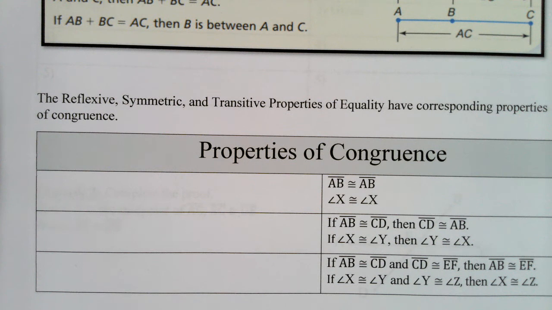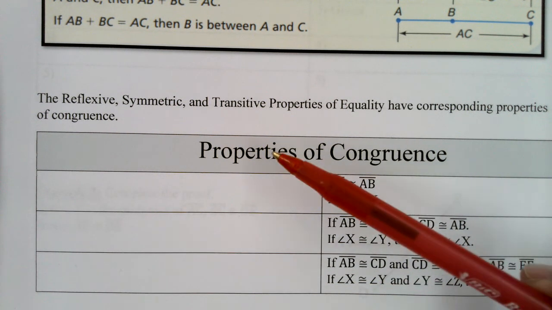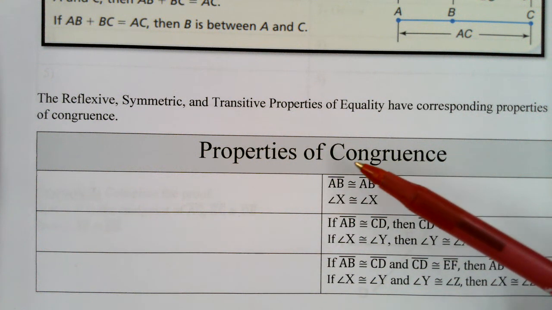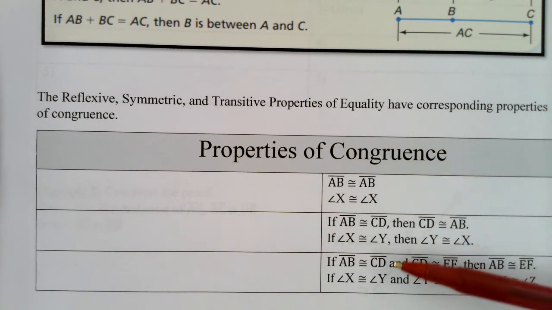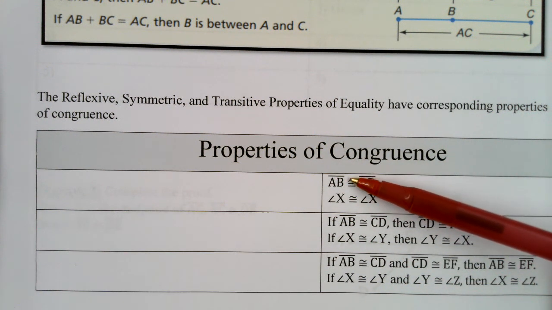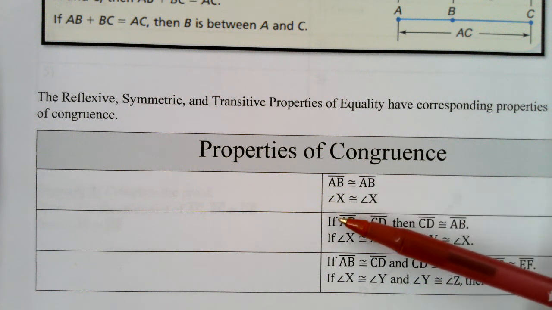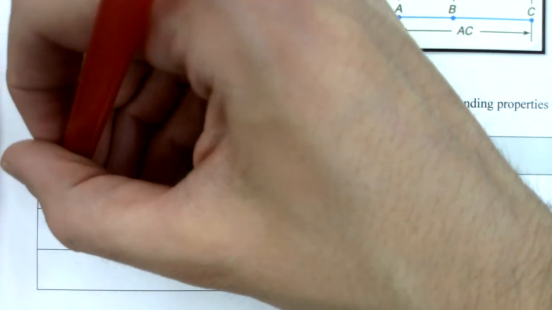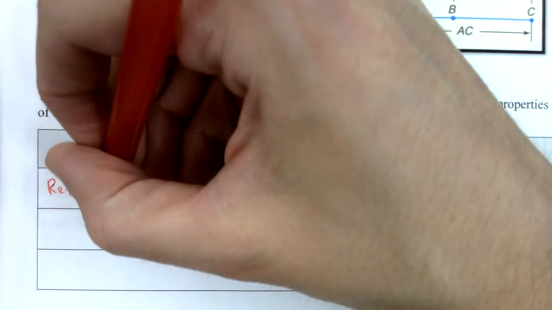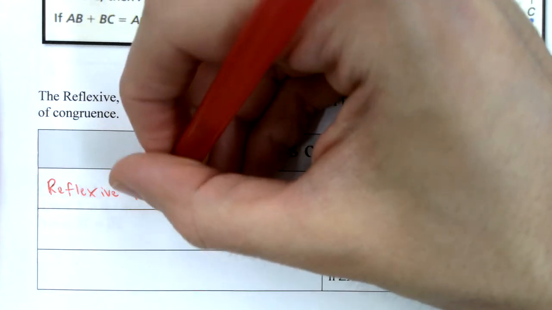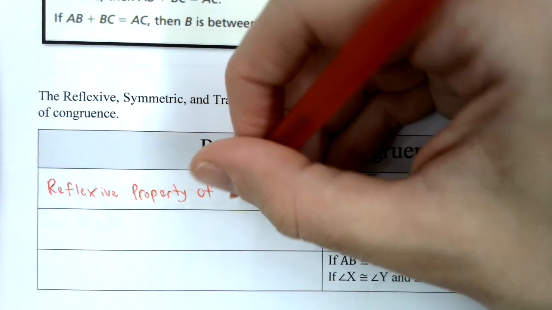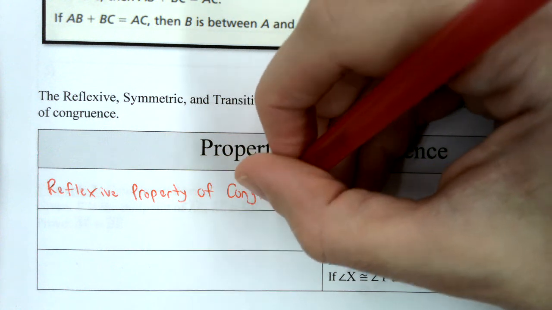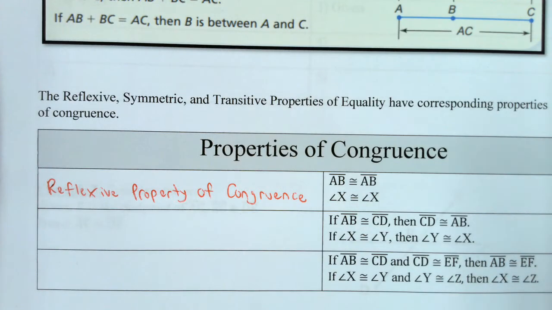So we talked about the reflexive, symmetric, and transitive properties of equality. And now we're going to do properties of congruence. This also came up in the previous lesson, so this is a review as well. Whenever you have a segment, like segment AB being congruent to itself, or an angle being congruent to itself, that's called the reflexive property of congruence. Not equality. It's of congruence now.